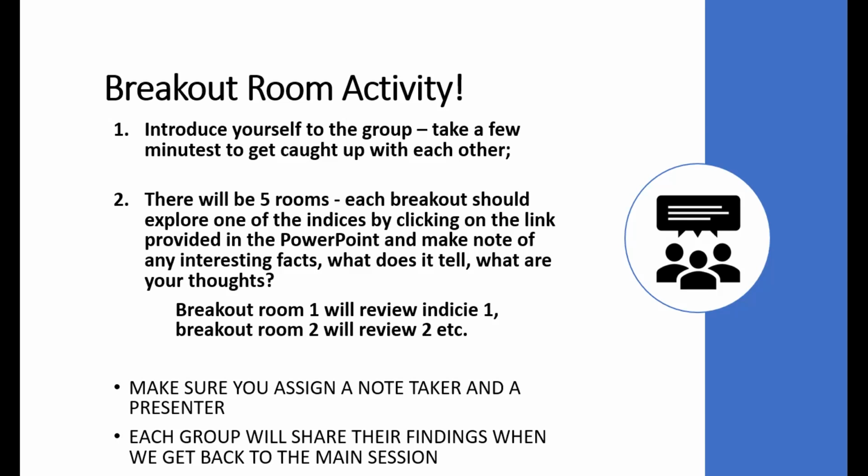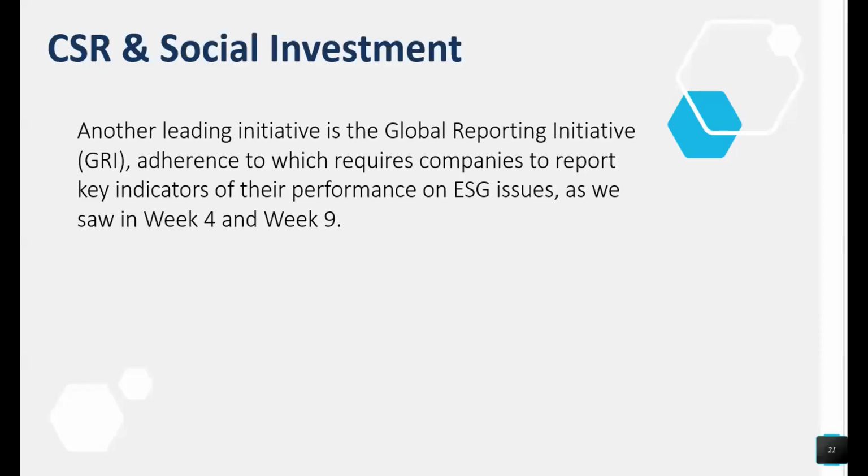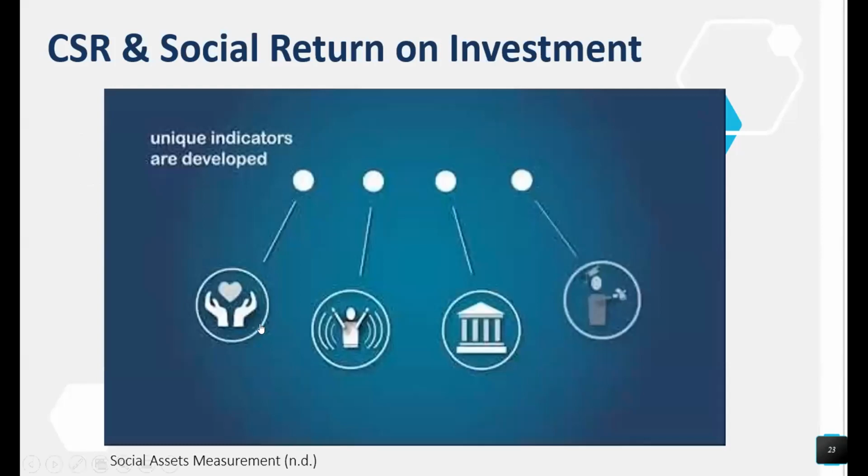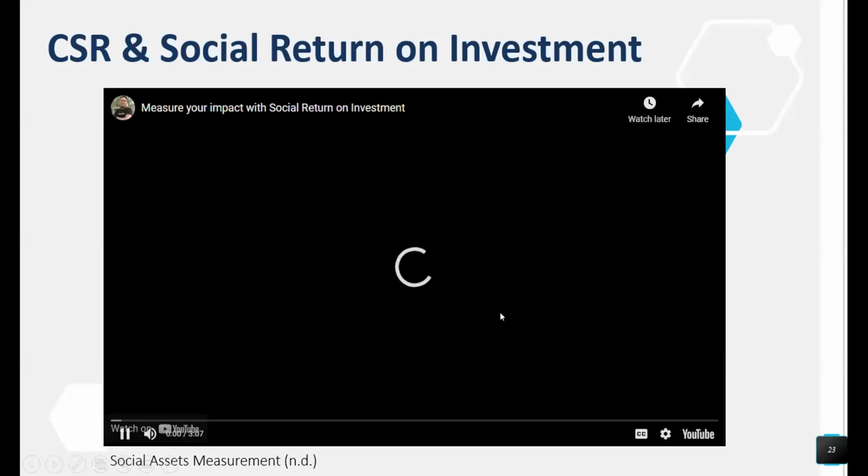But if you have anything to add about it, feel free to unmute or stay in the chat while I keep going. So another leading initiative is the GRI. There are a lot of key indicators that we talk about in week 4 and week 9. So SRI is similar to social return on investment. Social return on investment is a method for measuring values that are not included, including social, economic, and environmental factors, from the bottom line. And so we'll watch this video on this.